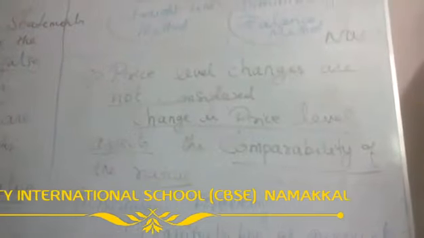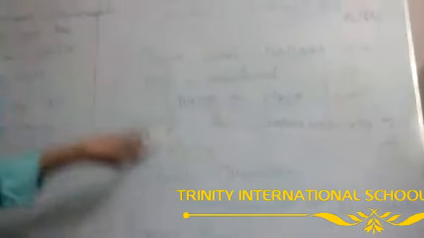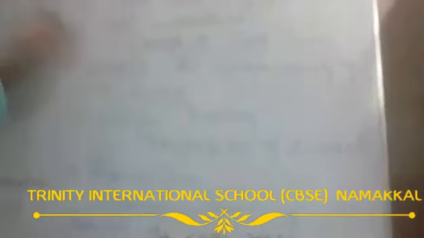You can't compare. Then price level changes are not considered. Whenever there is a change in price level, it affects the comparability of the ratios. The standard price is okay, but prices keep on changing, so naturally you can't get the comparison. According to the fluctuation of the prices, the comparison will also vary. That's one of the limitations.